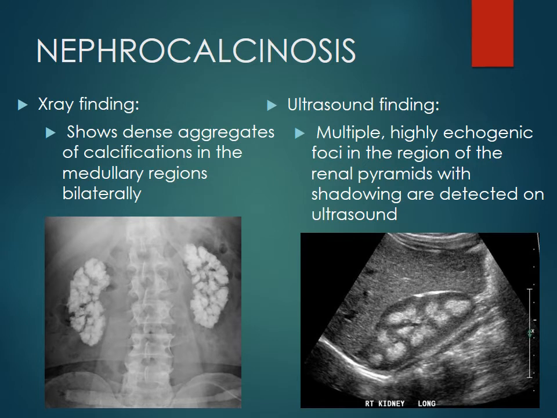The X-ray finding for nephrocalcinosis would be dense aggregates of calcification in the medullary region of the kidneys. And nephrocalcinosis is also a systemic disease, hence both kidneys are usually affected. On ultrasound, these would appear as multiple echogenic foci in the region of the renal pyramids with shadowing.